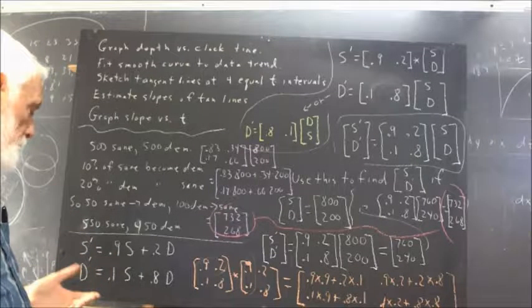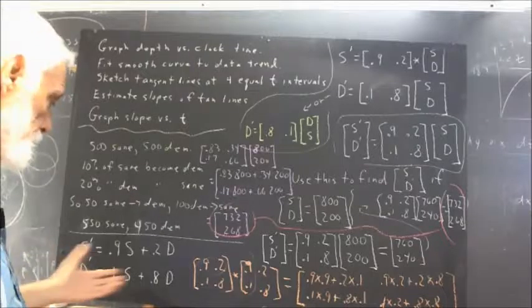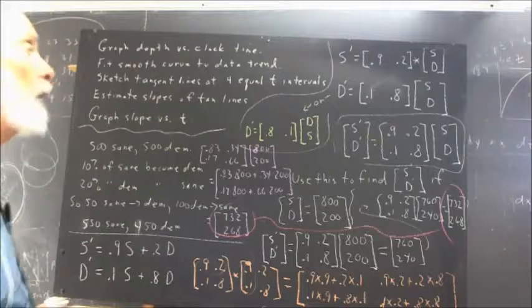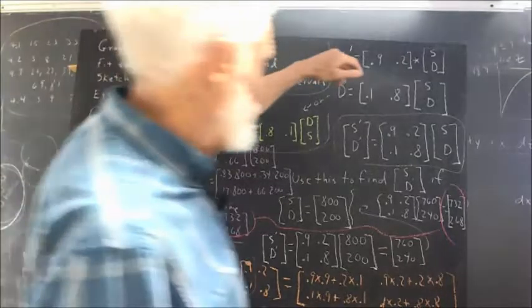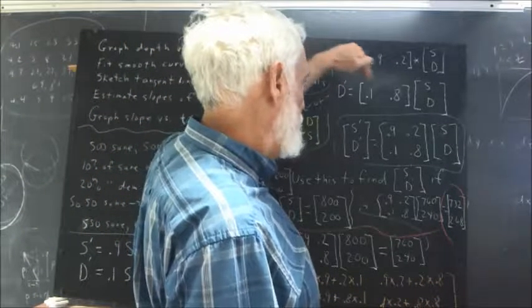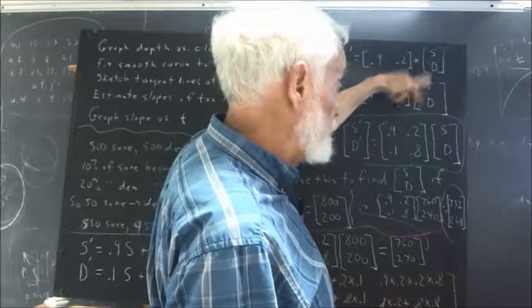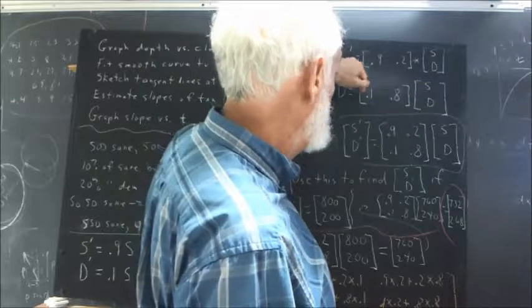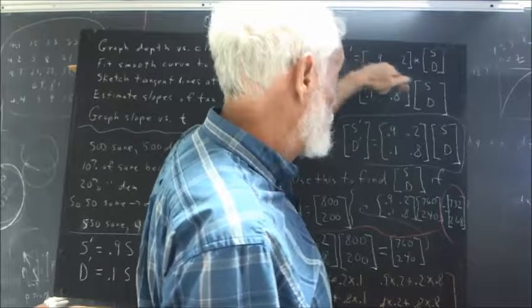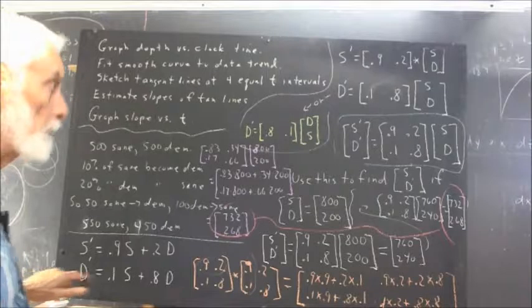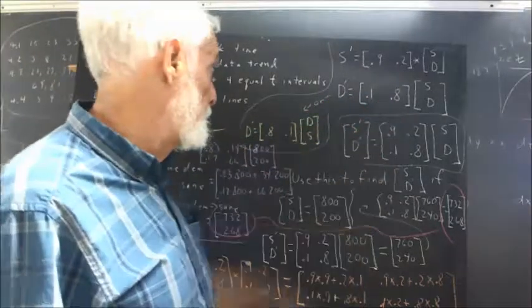And you should stop for a minute and write out how you would express this as a row times a column without looking at what I did. Hopefully you did that. And you see that the D prime is going to be the 0.1, 0.8 row times the SD column, so that you end up with 0.1 times S plus 0.8 times D, which is what you need to have in order to give you D prime. So here you get it.